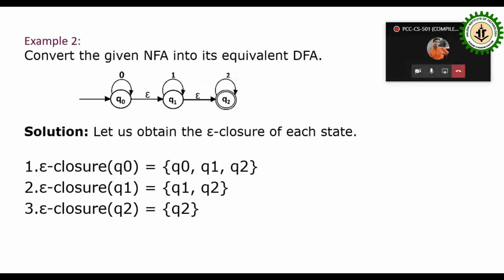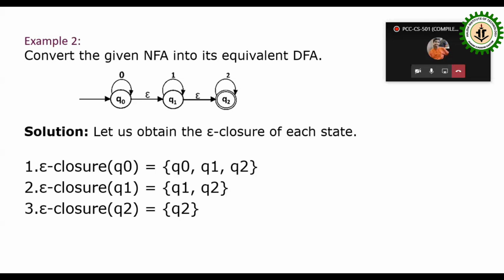For epsilon, we will add the epsilon. From Q0 for epsilon value, you are reaching Q1. From Q1, epsilon value, you are reaching Q2. Again, what we are doing, we are finding out the epsilon closure of every node: Q0, Q1 and Q2.